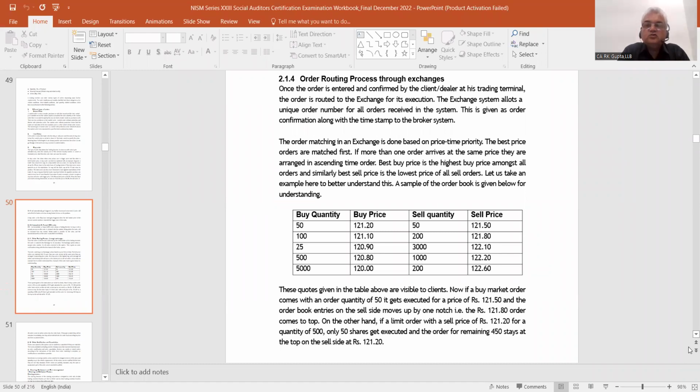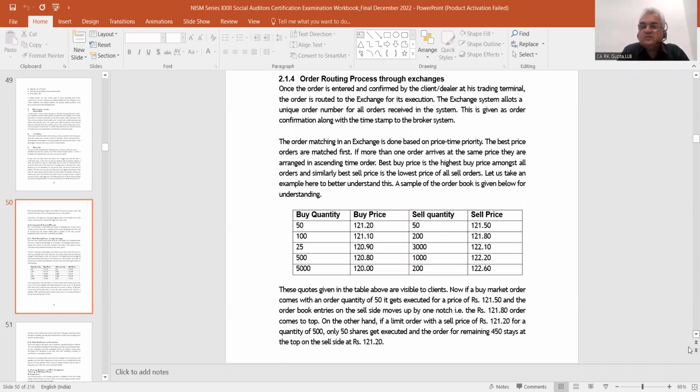If the price goes down, then you buy 100. If the price goes further down, then you buy another 25. If the price goes further down, then 500. And if the price goes up to 120, then you buy 500. Similarly, sell quantity 50, you sell 50 securities at 121.50.